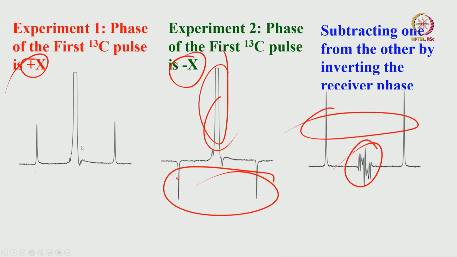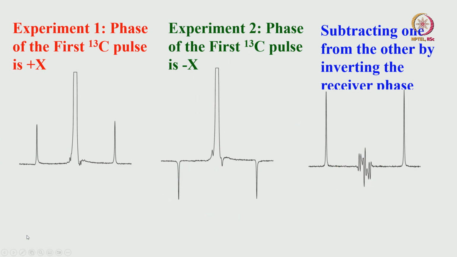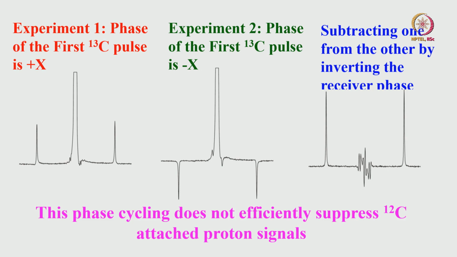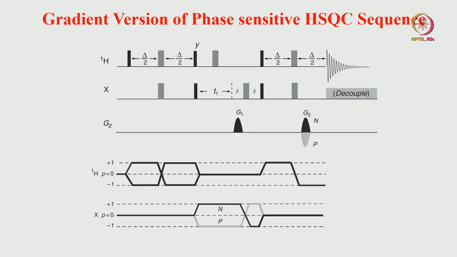The intensity will be better now. That's what we have to do, and that's how we suppress this. This is suppression by using what is called phase cycling. But remember, this phase cycling does not suppress efficiently. Look at it. It's not very efficient. It gives some artifacts. There is some problem. To overcome that, another experiment is designed. Instead of phase cycling, we use gradients here.